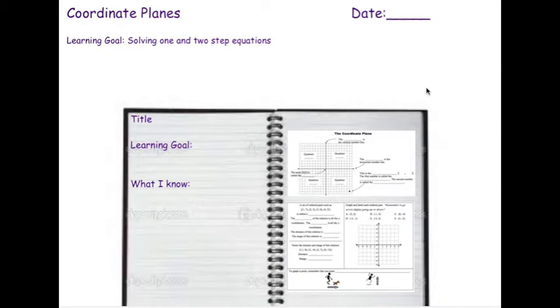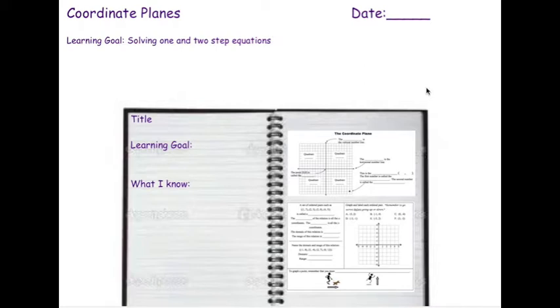Everyone, today's lesson is going to be on coordinate planes, and we're going to have our learning goals still be in terms of solving 1- and 2-step equations. We're just going to be able to take those equations and graph them on a two-dimensional space. So you should have your template.